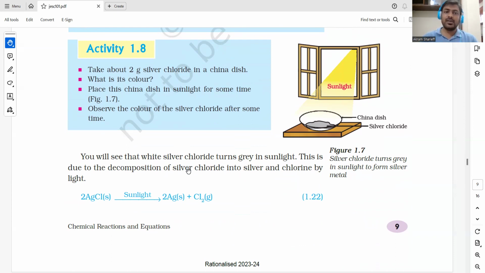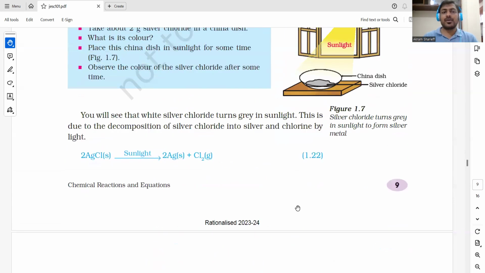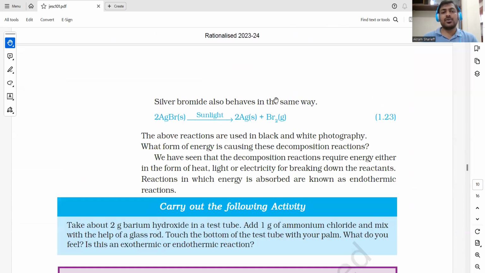Why? What is happening? Decomposition of silver chloride into silver and chlorine by light. So silver metal is being formed. Same reaction you can do with silver bromide also. You will get silver plus bromine. So the above reactions are used in black and white photography. These two reactions are being used in black and white photography.